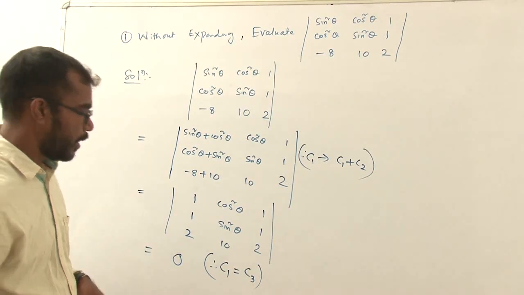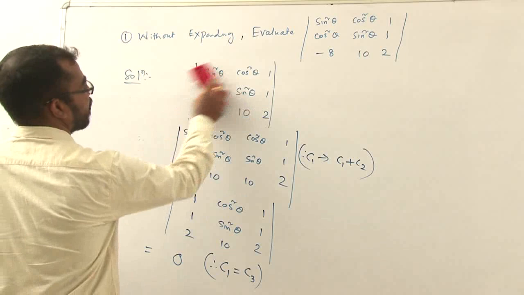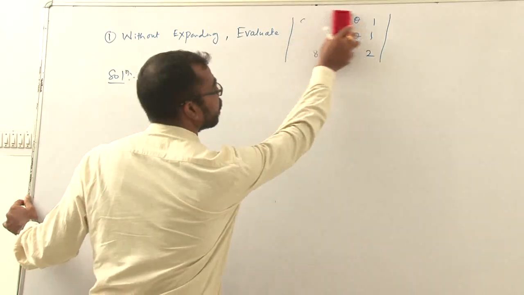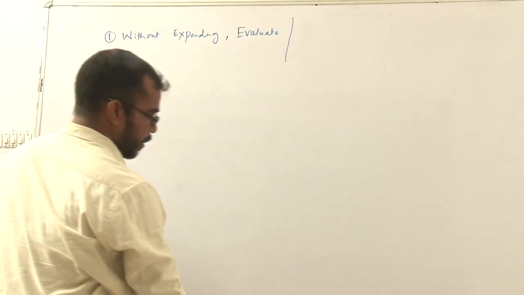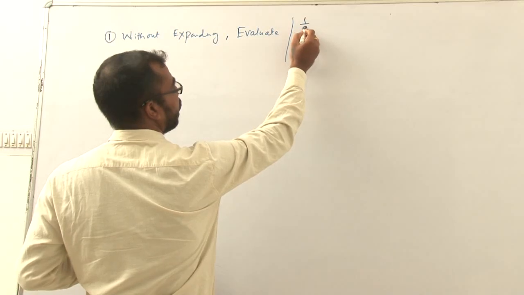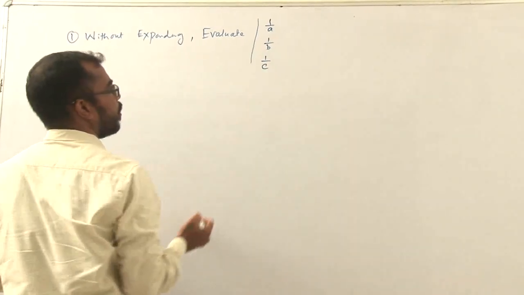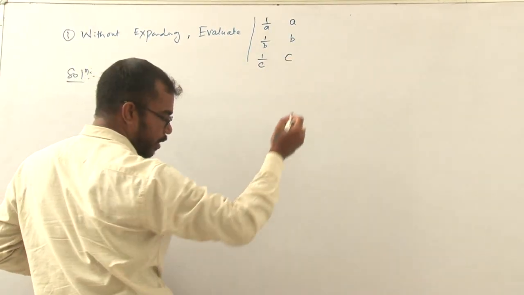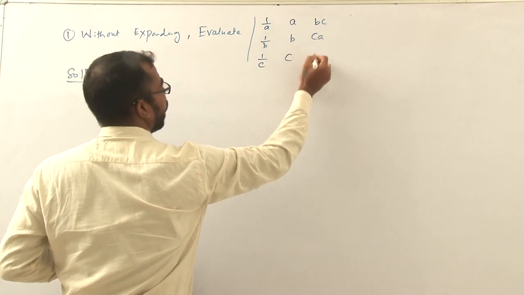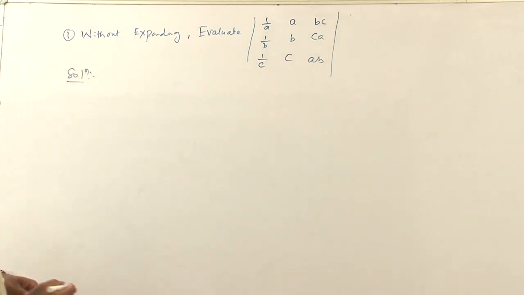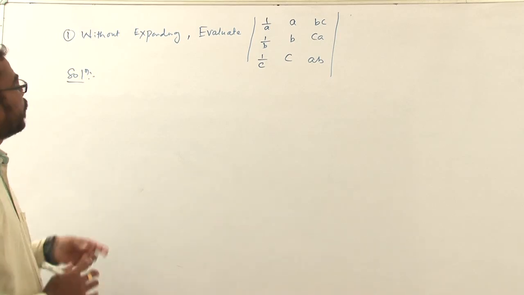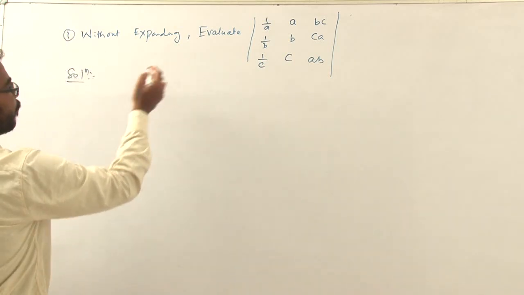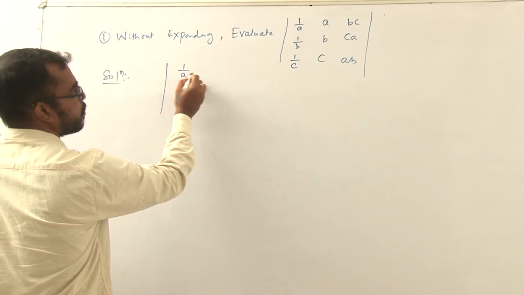Okay. Now take another example. Suppose 1 by A, 1 by B, 1 by C in the first column; A, B, C in the second column; and in the third column, BC, CA, and AB. Here, in this question, we have to evaluate without expanding. So first we have to write the given question.